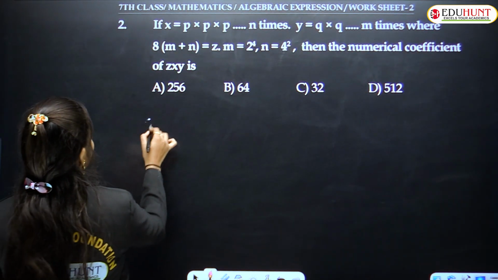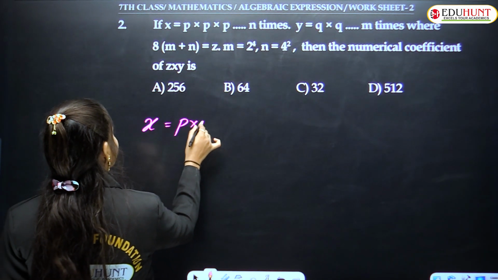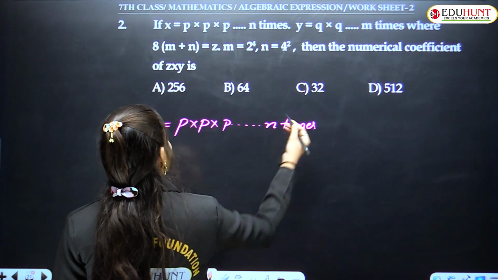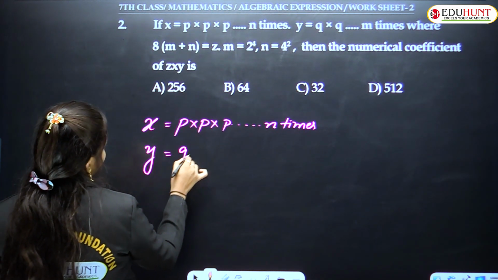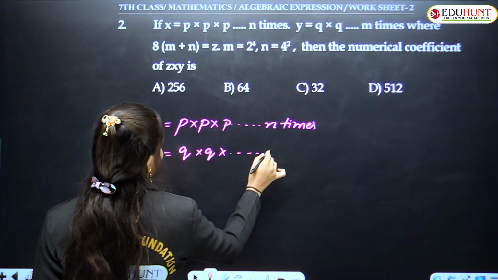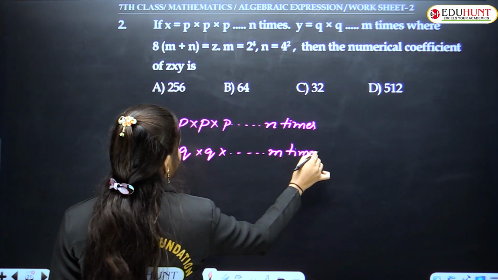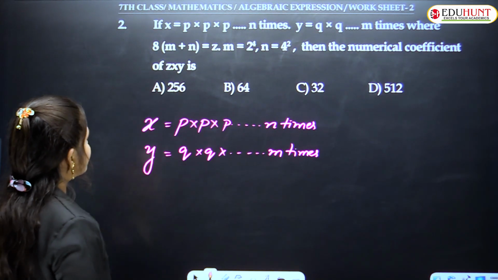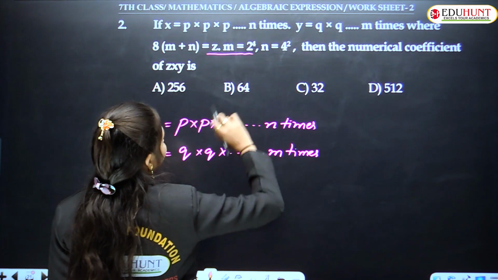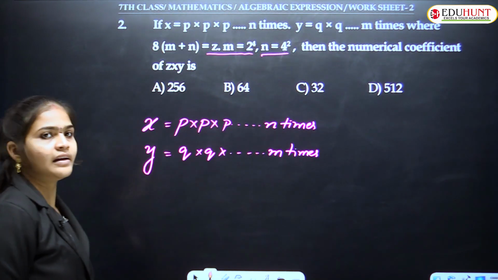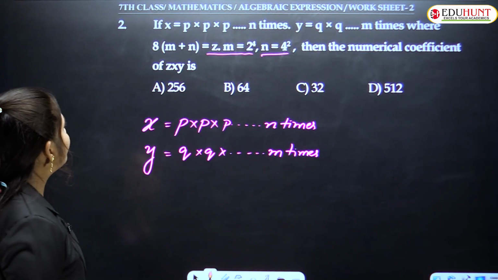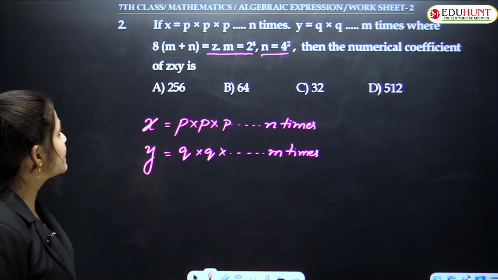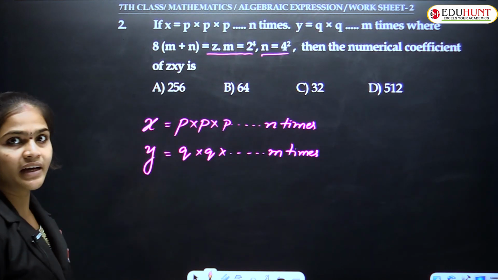Yes, if x is equal to p into p and so on n times, okay, and y is equal to q into q and so on up to m times, where 8 into m plus n is equal to z, and here m is equal to 2 power 4, n is equal to 4 square. Then the numerical coefficient of zxy. As per this, what we have to find out?